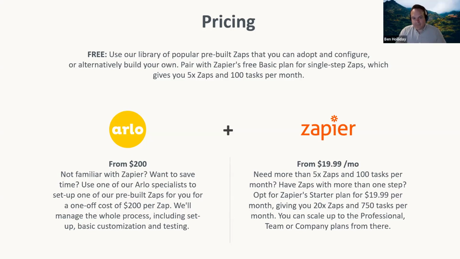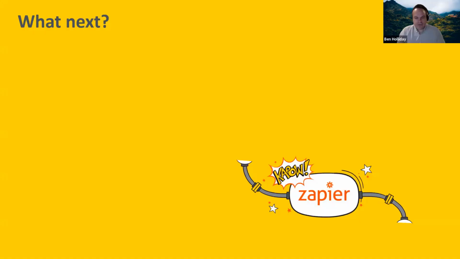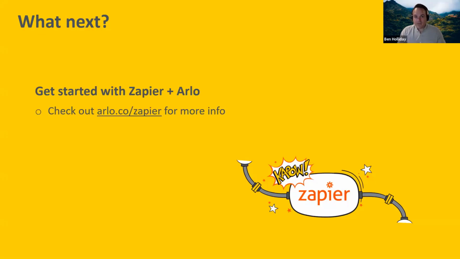So what's next here? I'm sure that there are some lingering questions out there, and there's got to be some excitement in terms of what Zapier can do for me and my business. So what's next? Get started with Zapier and Arlo. Go ahead and hop into arlo.co/Zapier for some more information there. Talk to your CSM. Either Ezra or myself will certainly be in touch to follow up from this webinar, and offer some time to book with one of us. Also feel free to shoot over an email to support@arlo.co.